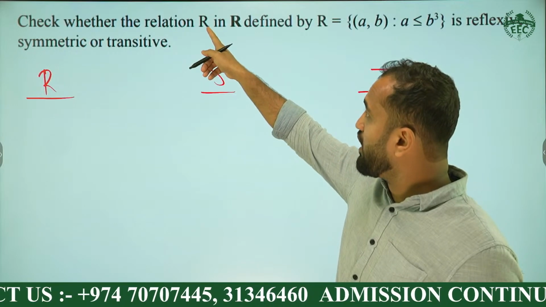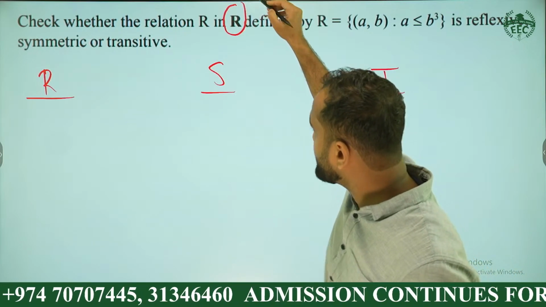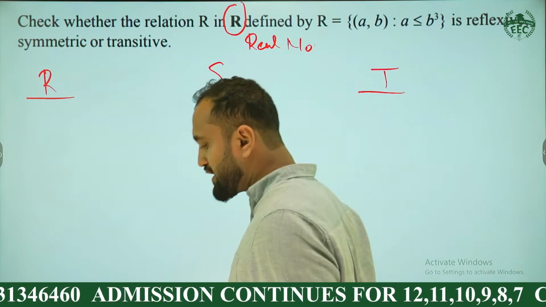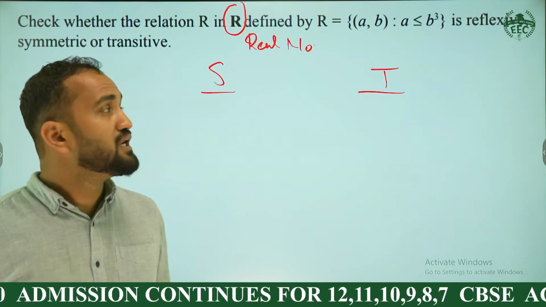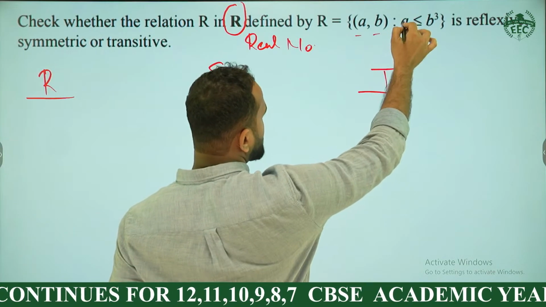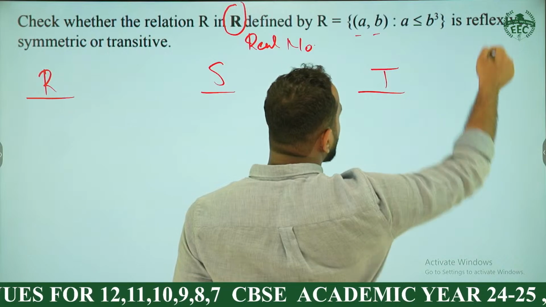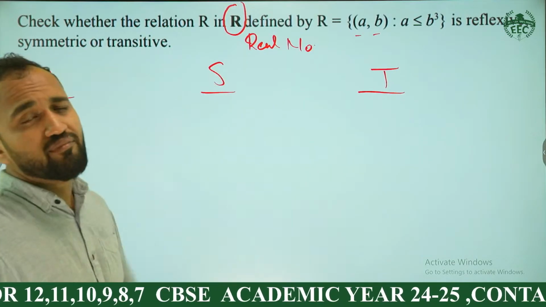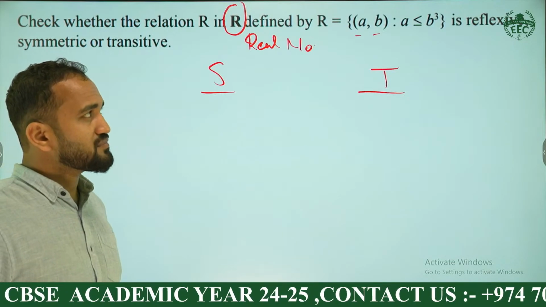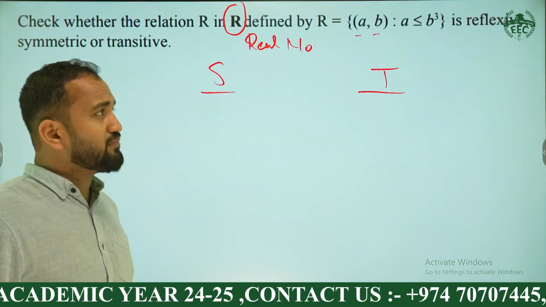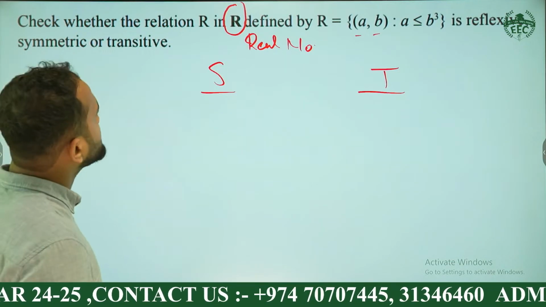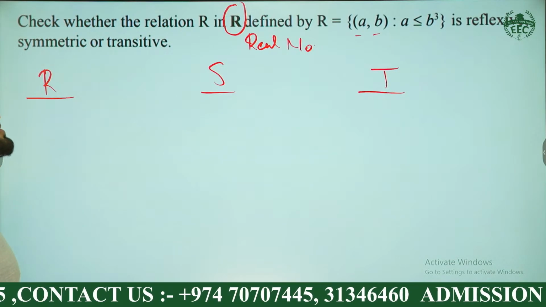See, the relation R is defined on capital R. What do you mean by capital R? Real numbers. Not natural numbers, not integers, but the relation R is defined on the set of real numbers. Two elements a, b in the real numbers are related if and only if a is less than or equal to b cube. We have a number of elements satisfying this, but you have to think about all the elements. If there exists at least one pair which doesn't satisfy reflexivity or symmetricity or transitivity, you can say that the relation is not an equivalence.